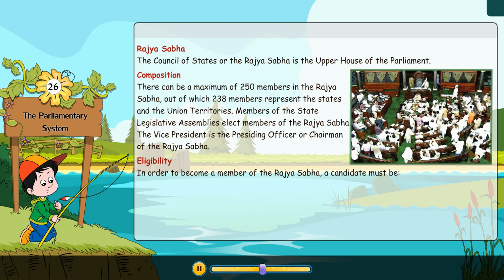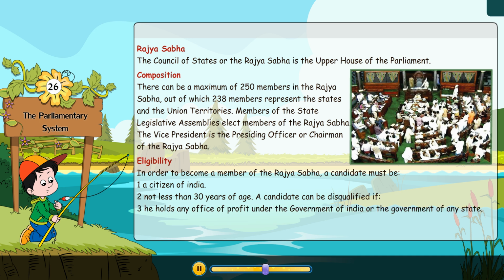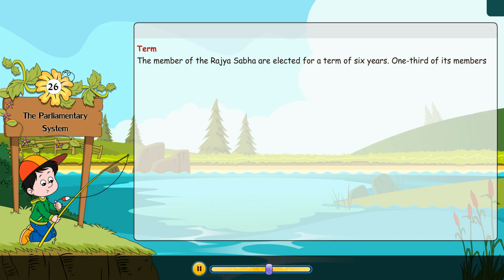Eligibility. In order to become a member of the Rajya Sabha, a candidate must be a citizen of India, not less than 30 years of age. A candidate can be disqualified if he holds any office of profit under the Government of India or the government of any state, he is of unsound mind, or he has acquired the citizenship of another country. Term. The members of the Rajya Sabha are elected for a term of 6 years. 1/3 of its members retire every 2 years.